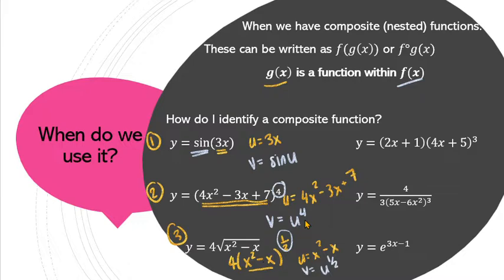And we have a constant in front. We can bring it along for the ride. We could put v equals 4u to the power 1/2. That's fine. Or you can set it completely outside as long as you remember to bring it back. Moving on.